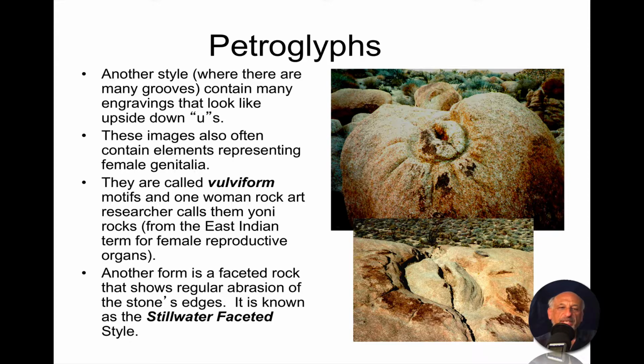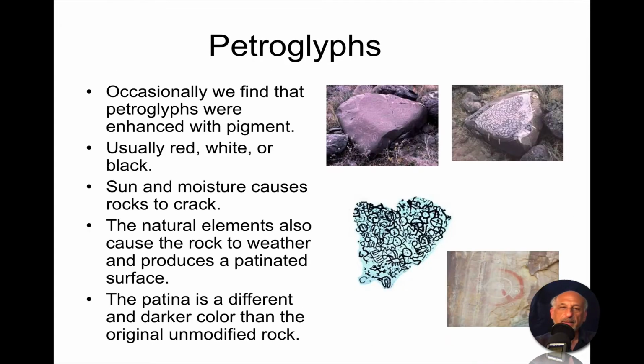And another form is a faceted rock that shows abrasion like that. It's known as the Stillwater faceted style. Occasionally we find petroglyphs that were enhanced by pigment. So it's kind of a pictograph petroglyph. Usually they have red, white, or black paint literally within the interstices of the rock drawings.